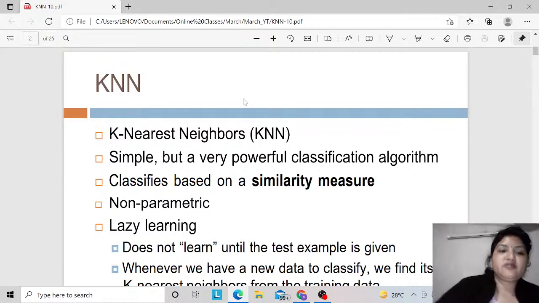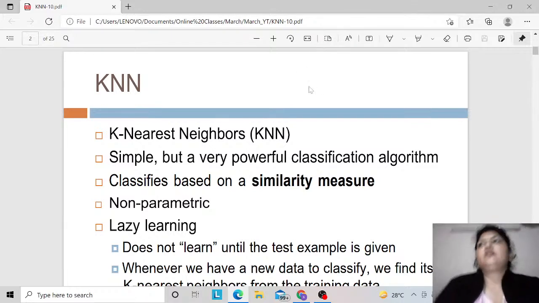Good evening, everyone. Today's session is on the KNN algorithm. Let us see how this algorithm works and how we classify the different data points using KNN.